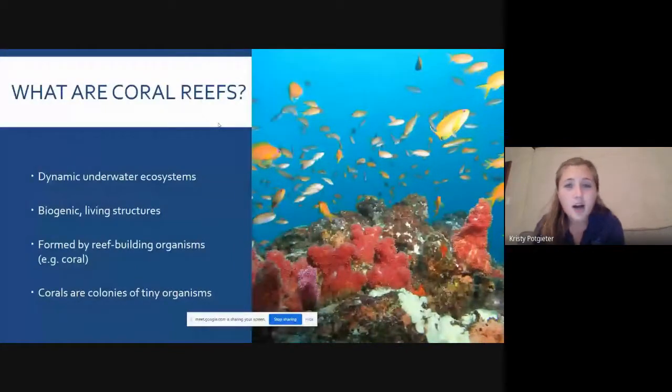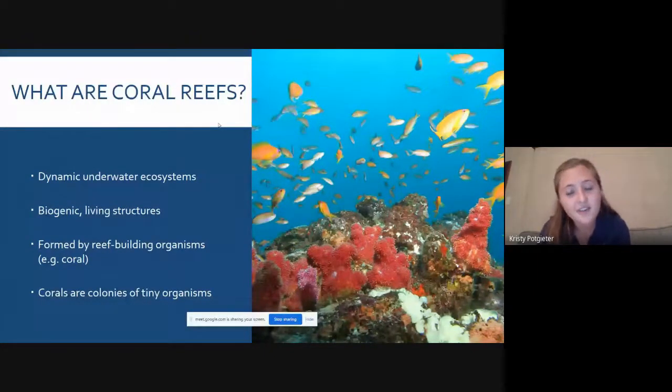So first off, what are coral reefs? So coral reefs are dynamic underwater ecosystems. Okay, so a healthy coral reef is probably one of the most diverse, complex, and economically valuable ecosystems. Now, dynamic means that there's constant change and activity. So often we watch those National Geographic videos of coral reefs, and it's all portrayed really tranquil and calm and peaceful. It's really not like that. There's a lot of stuff going on on a reef, okay?